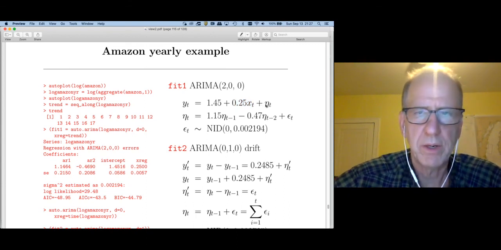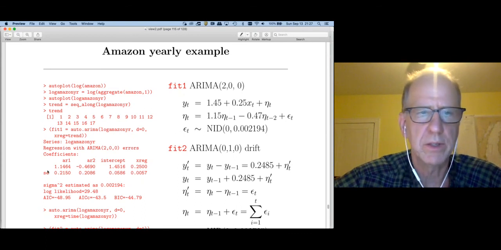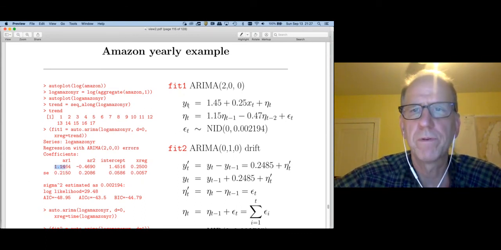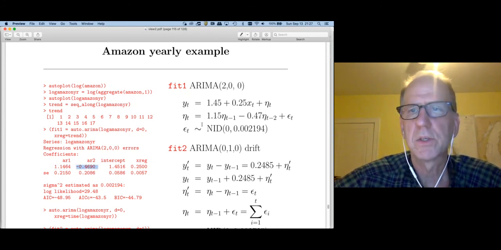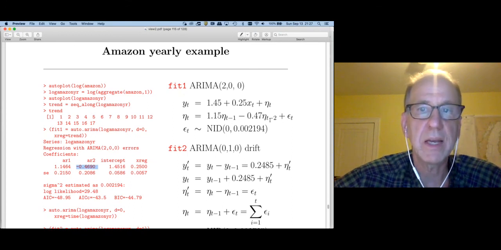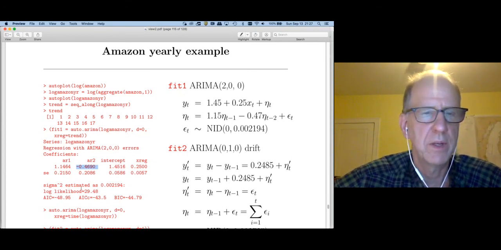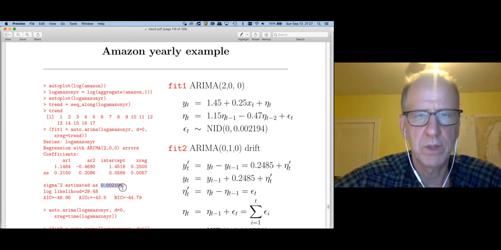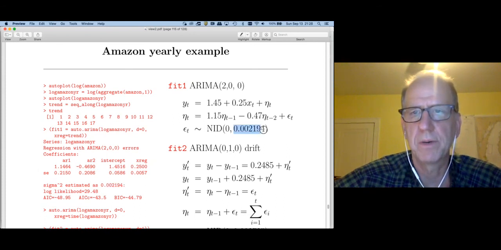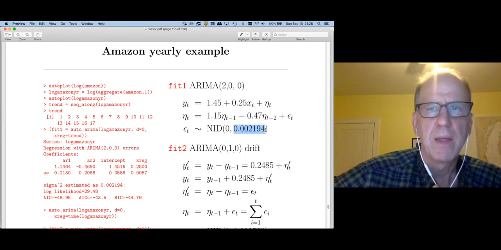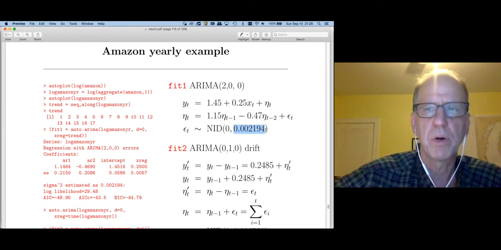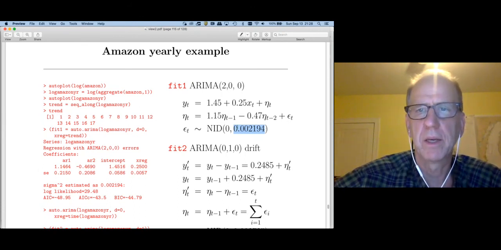We also have some errors. The equation of these errors is 1.15 times the previous eta minus 0.47 times the eta before that, and then here is the sigma squared. That's the variance of a white noise process. That's the deterministic approach to estimating this trend.